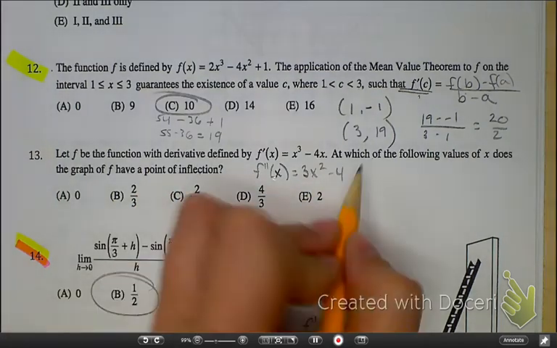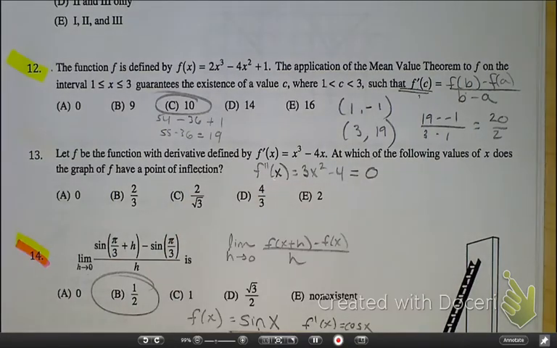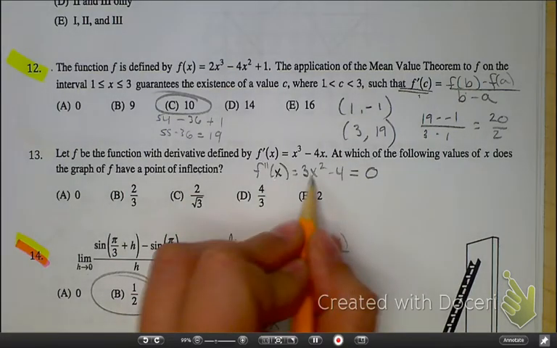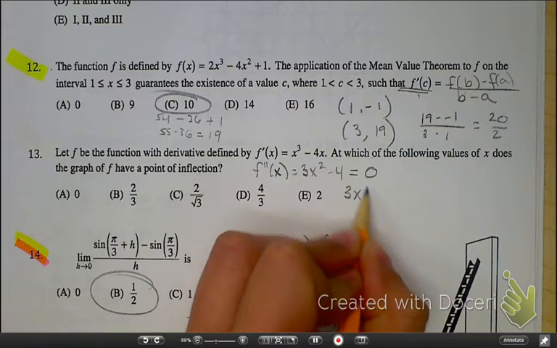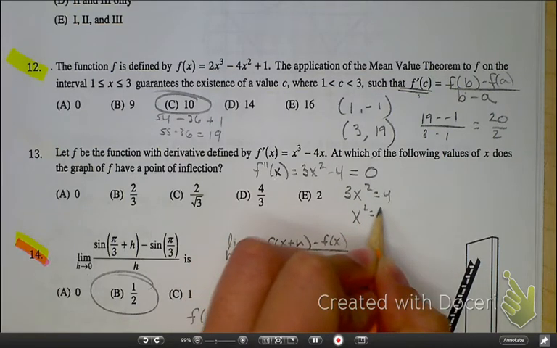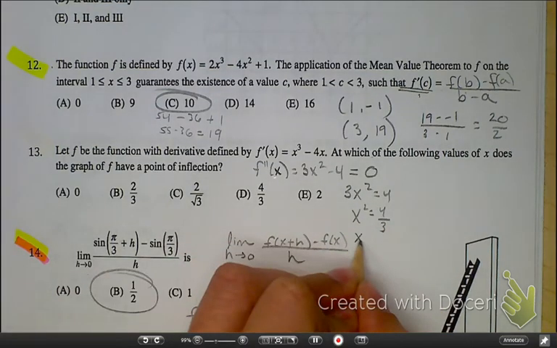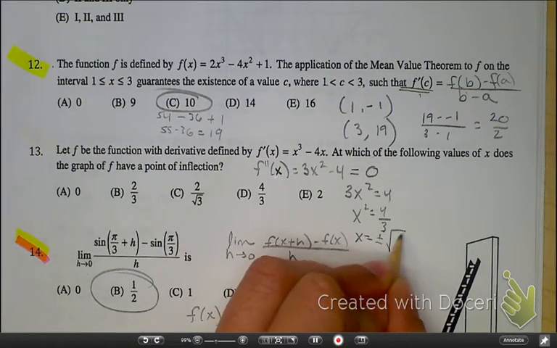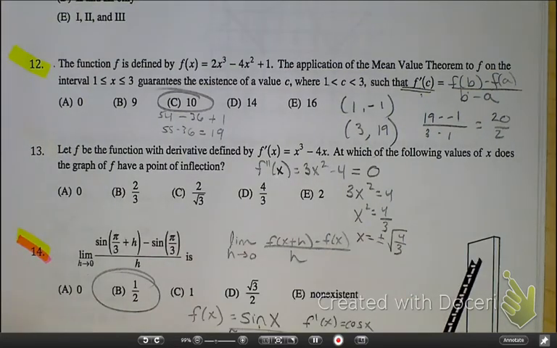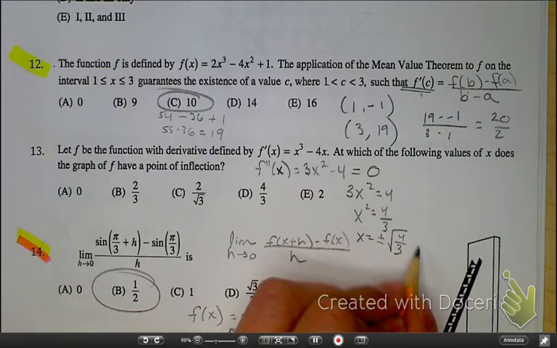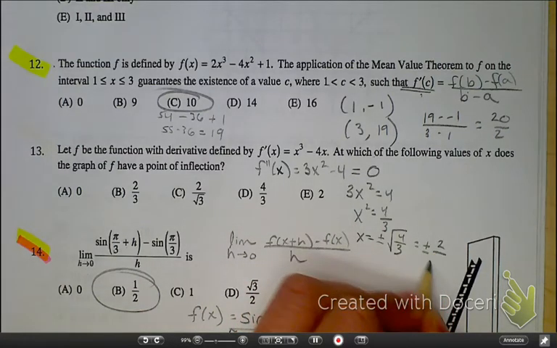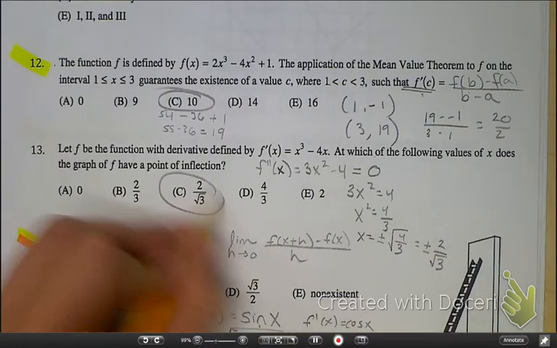And remember that a point of inflection is wherever the second derivative is equal to 0 and changes sign. So if I set this equal to 0, I would get that 3x squared equals 4, x squared equals 4/3, and then take the square root, x equals plus or minus the square root of 4/3. Now, I don't see that as a specific answer, but if I take the square root of 4, I get plus or minus 2 over radical 3, and that is one of my answers, answer choice C.